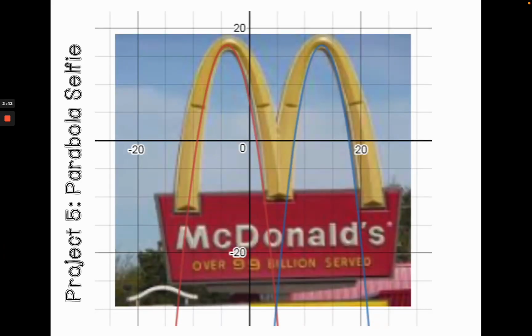This is probably the most famous parabola. In fact, this is a double parabola. As you can see, the fries on the McDonald's Golden Arch are creating two different parabolas. Here I have this pink parabola, and on the other side I have this blue parabola.